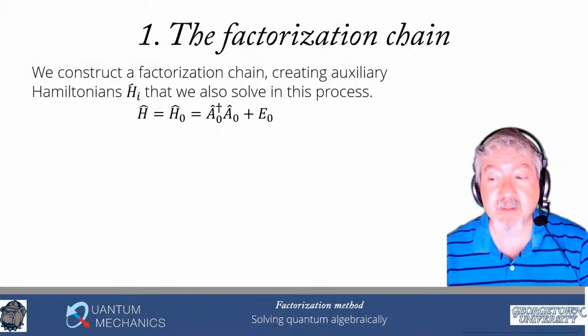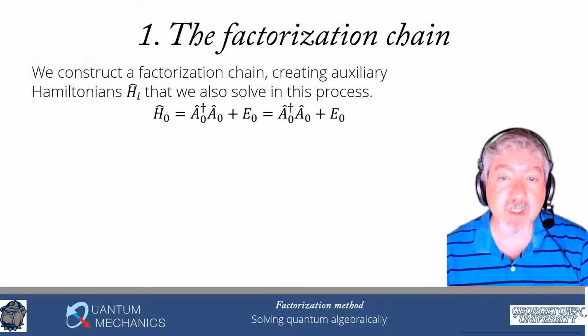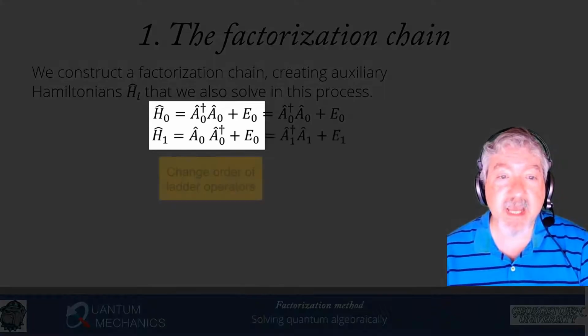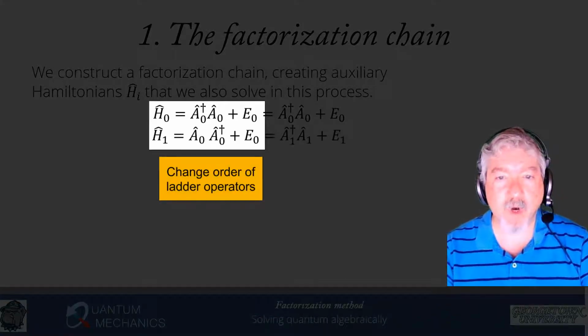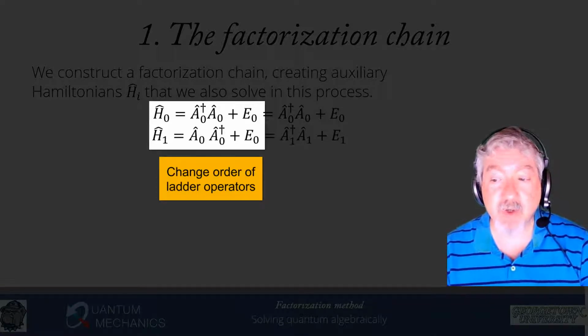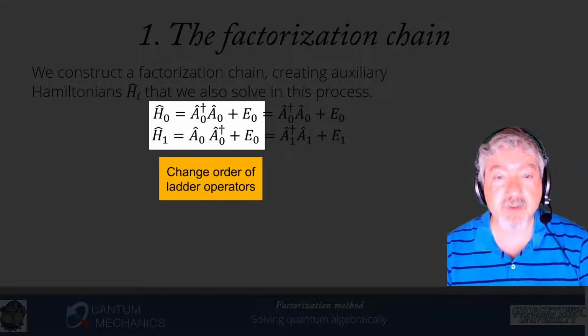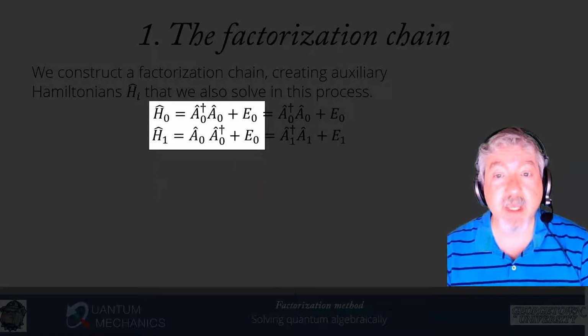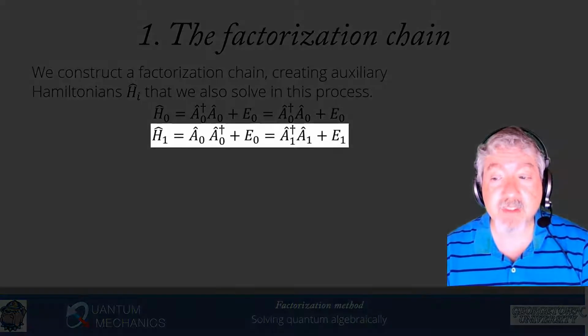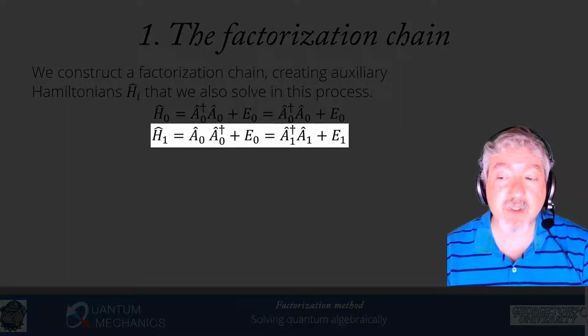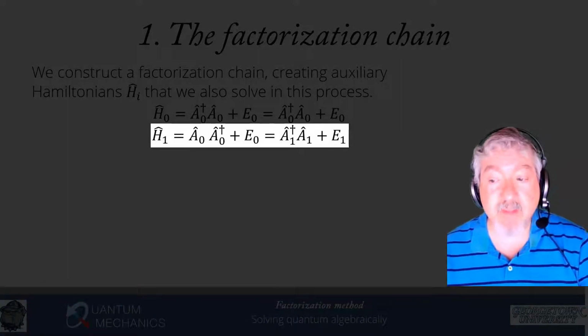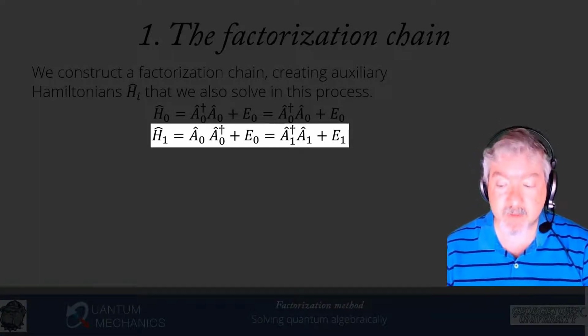But once we've had that, then the next thing that we do is we define an H1 by switching the order of the A0 dagger and the A0. So it's going to be A0, A0 dagger. We're going to call that H1, and then we're going to take that Hamiltonian, which has its own potential. It's a different potential usually than the H0 had. And then we need to find a way to factorize that problem. When we factorize it, we're going to call it A1 dagger A1, and then the energy might change. That value E1 might change, so we call it plus E1.